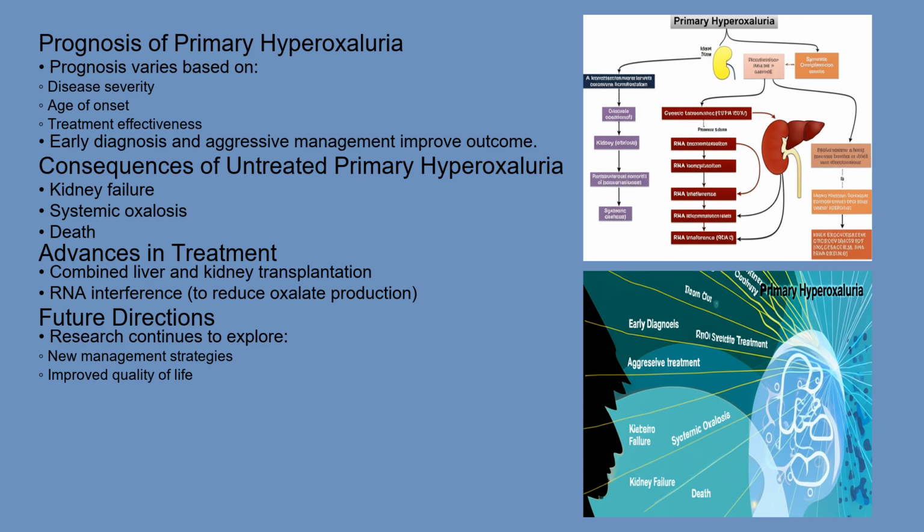Recent advances in treatment, including combined liver and kidney transplantation and the development of novel therapies like RNA interference aimed at reducing oxalate production, are showing promise in improving the long-term outlook for patients with this challenging condition. Research continues to explore new and more effective ways to manage this disease and improve the quality of life for those affected.